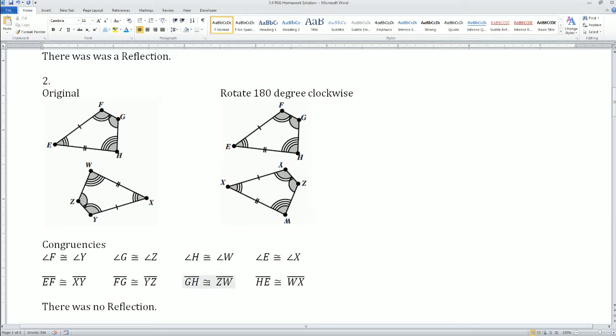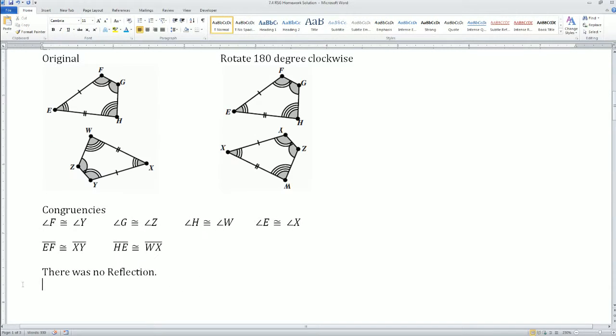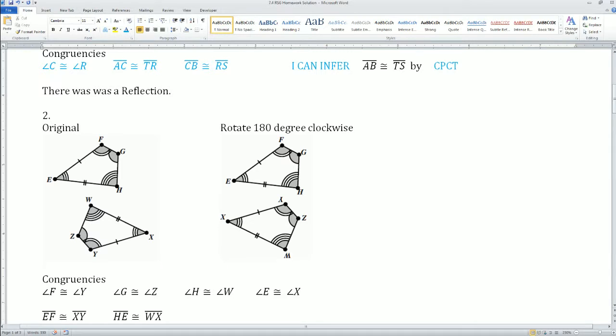And I don't think they will allow me to do these two. You could infer it, but they don't want you to. All I know is it's side angle side, but it's not a triangle, but I know it's valid. The only two parts that you know are this side and this side. That's the first hash mark and the second hash mark. Notice there was no reflection. There was only a 180 degree rotation.